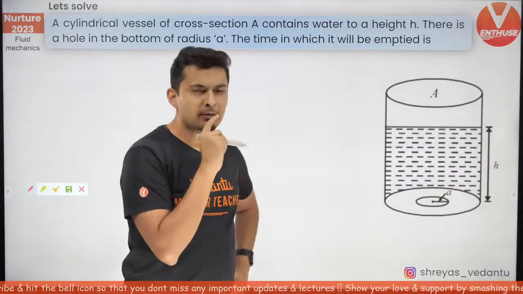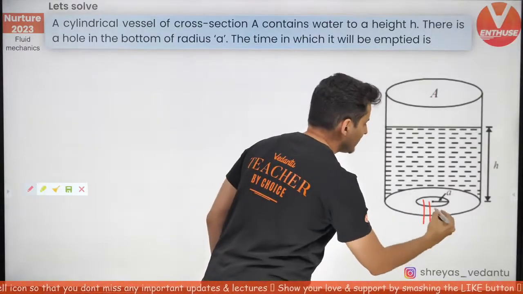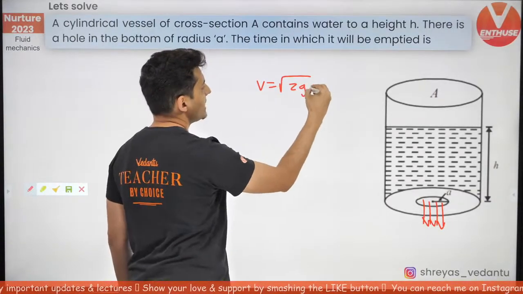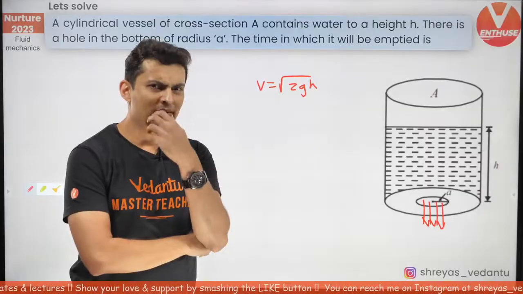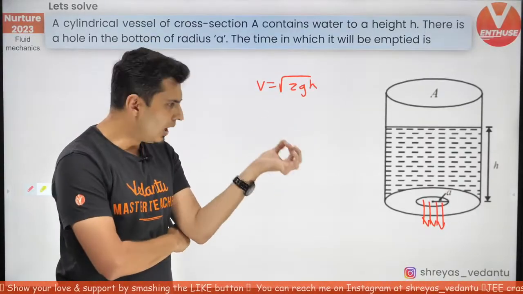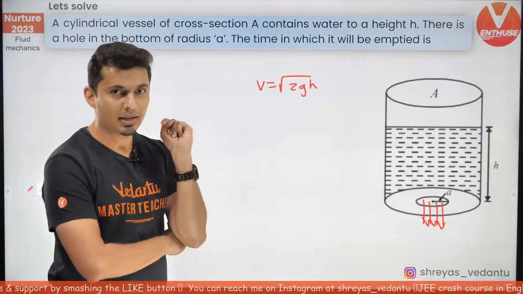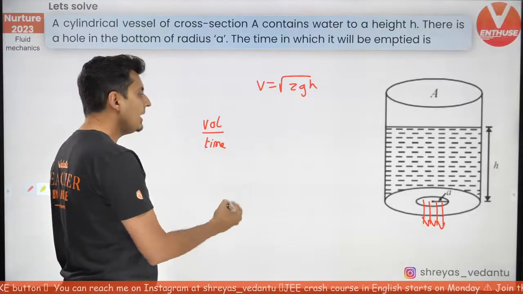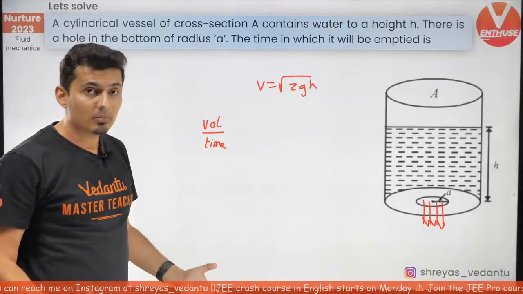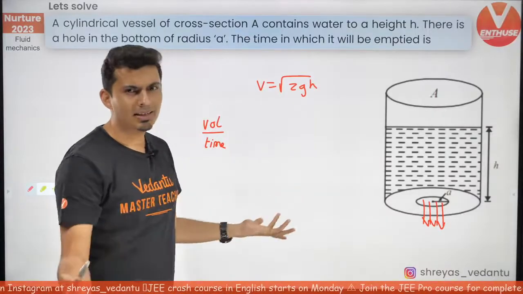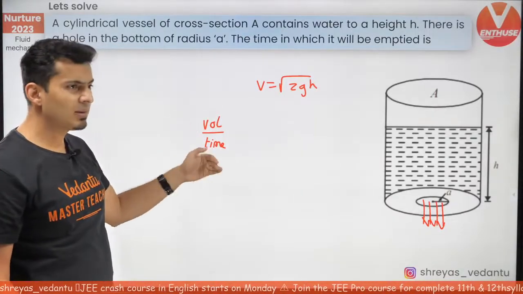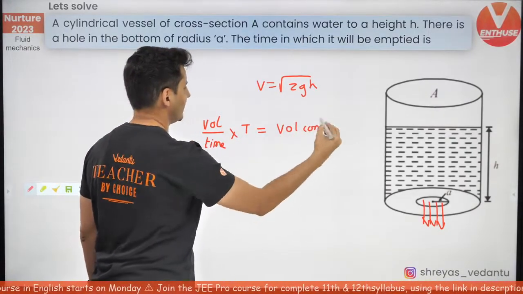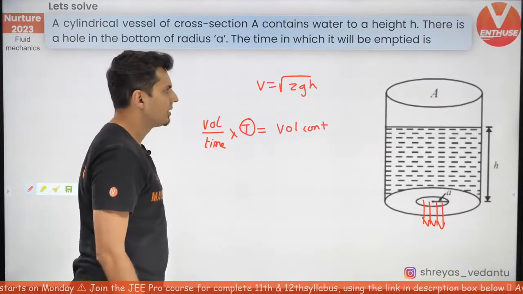The first thing that should strike your mind is that the liquid which comes out of this hole will have speed root of 2gh. You'll think, sir, I know this. I know the speed, I know the area, so I know how much volume is coming out per unit time. If I multiply this volume per unit time by the time, I'll get the total volume of the container. So from this, I can find the time.